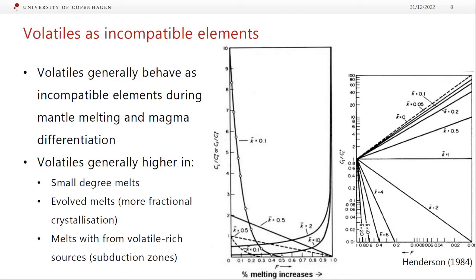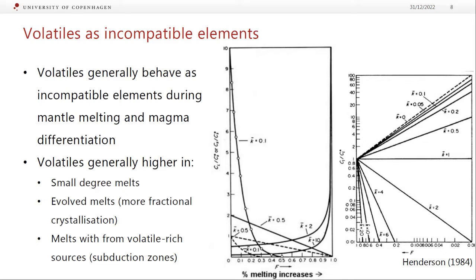Volatile elements are usually incompatible during both mantle melting and magma differentiation. So if we think back to our incompatible element, this is a fractional melting diagram. The most incompatible elements are highest in concentration in the magma at the lowest degrees of melting. And this one over here is for fractional crystallization.